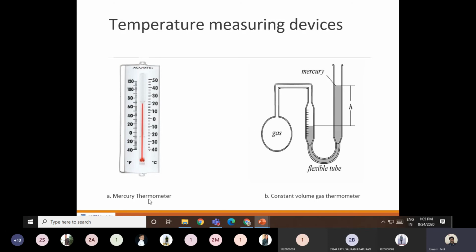Now let's come to the construction and working of the mercury thermometer. So if you observe this diagram carefully, mercury thermometer mainly consists of a capillary tube. It is having one large end that is called the bulb. So this bulb with capillary tube is fitted inside a glass tube. Okay, and this bulb is immersed into the substance whose temperature we want to measure.